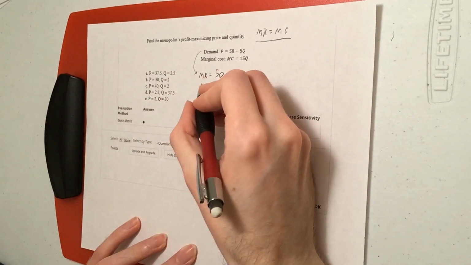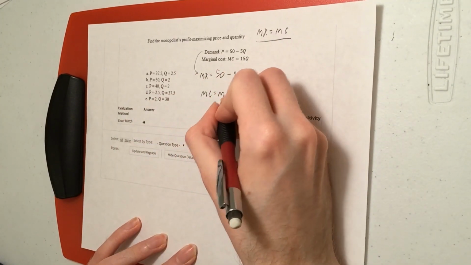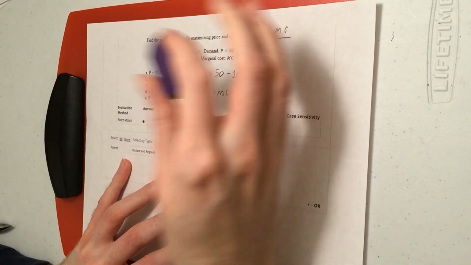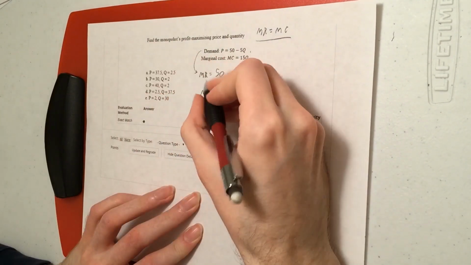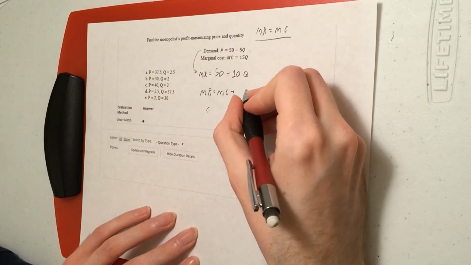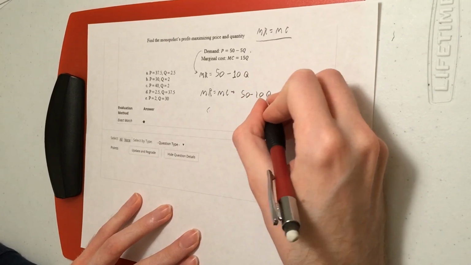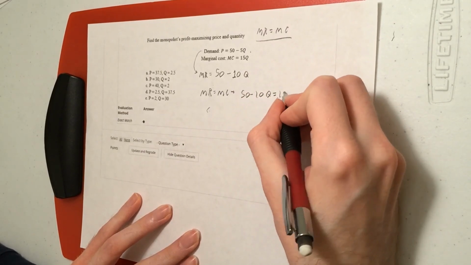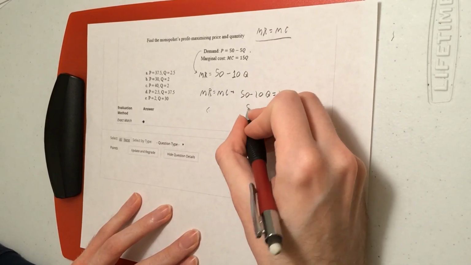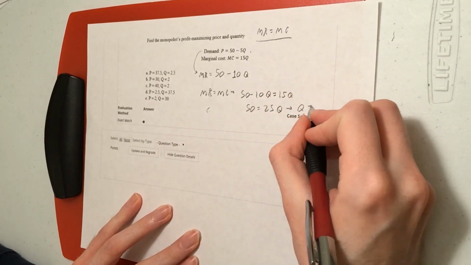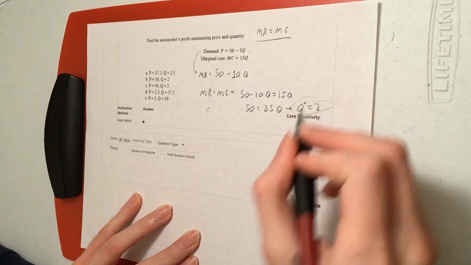So MR equals MC is going to imply that we have 50 minus 10q equal to 15q. So that means that 50 equals 25q, which means that q is going to be 2.